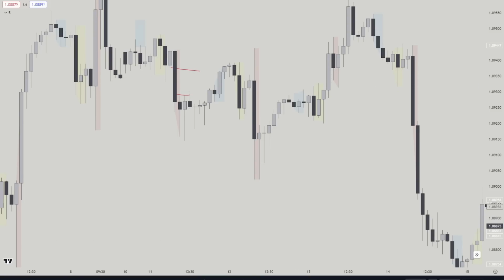But what happened after? When did price have the real respect of that fair value gap? So the fair value gap was created at what time? 8 a.m. When was it respected? Exactly at 8 a.m. So price came back to that fair value gap at 8 a.m. The real move started happening.